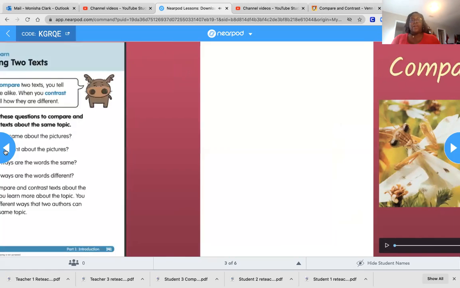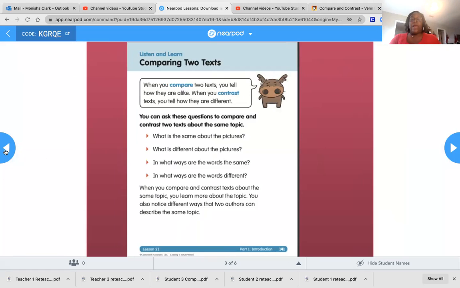Okay, so let's go back to our questions. On the next two slides, you're going to fill in what we talk about on this slide. If you want, you can pause the video and go back and forth between the video and the slide where you have to fill in the questions. So it says, what are the same about these two pictures?